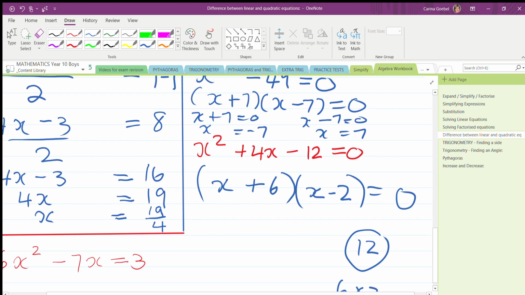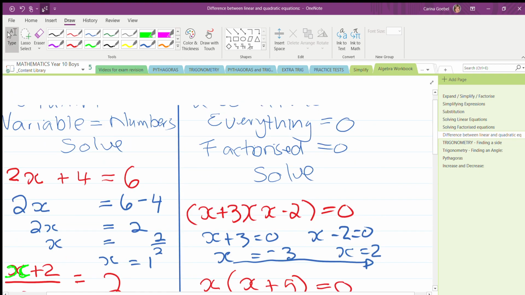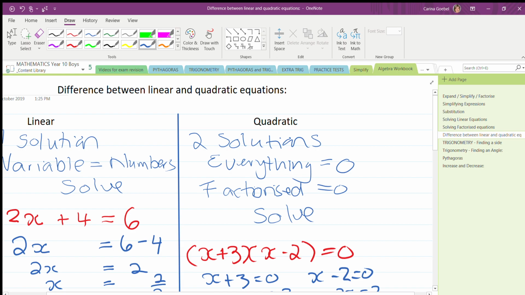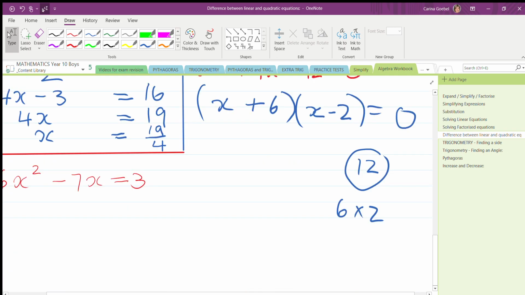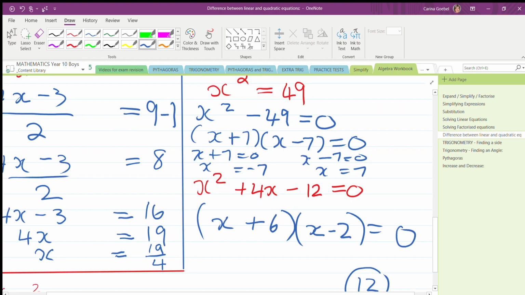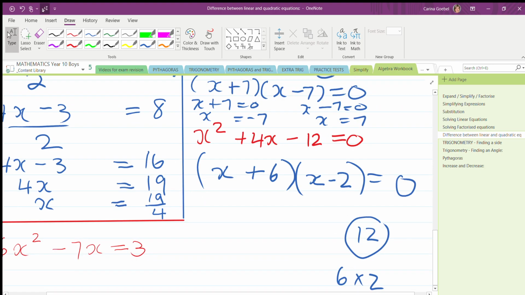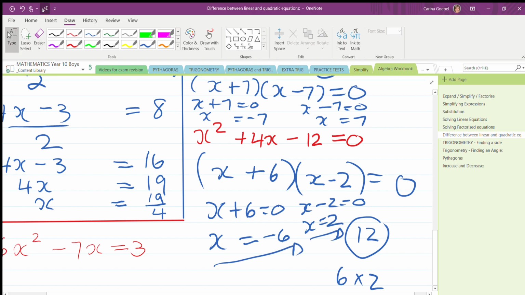Now, if you remember what we have to do, we have to get everything on one side equal to 0, then we have to factorize it, which we've done now, then we solve. Okay, so to go back, we can now solve. x plus 6 equals 0. So therefore x is going to be equal to minus 6, or x is going to be equal to 2. Again, quadratic, you have two solutions.